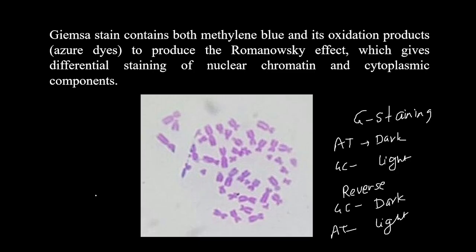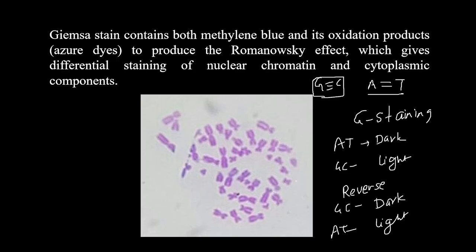Because in the case of reverse staining, you are denaturing the chromosome. And because between A and T there are only two hydrogen bonds, and between G and C there are three hydrogen bonds, when you are denaturing the chromosome, the AT region will denature first, and it will leave the GC rich region intact. And these GC rich regions you can study in the case of reverse staining.